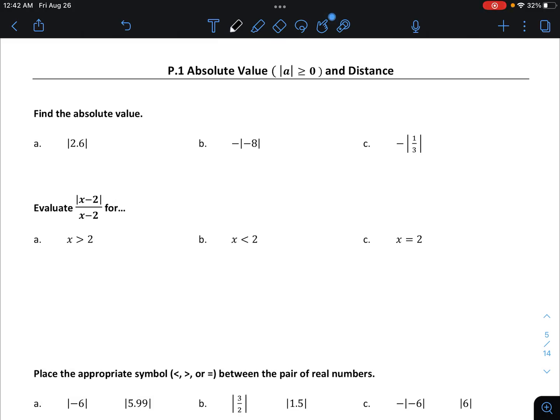All right, Algebra 2, we're going to finish off the prerequisite chapter, part 1 here. So we're going to talk about absolute values and distance. And in general, remember, an absolute value is always going to be positive.